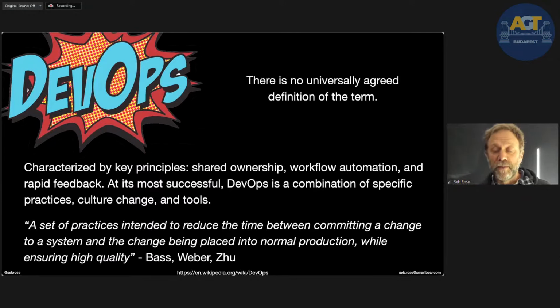Bass, Weber, and Zhu, in a paper that they wrote a number of years ago, set it out from a slightly different perspective, that DevOps is practices that are intended to reduce the time between committing a change to a system and the change being placed into normal production, while ensuring high quality. So I'm sure that all of you have some experience with DevOps. Whether it's been good or bad will depend on how it's been adopted in the organizations that you've been working in.